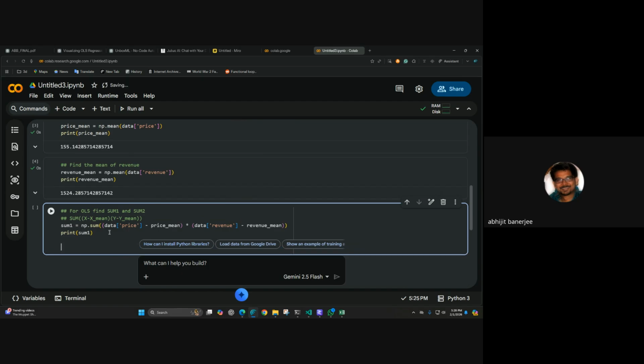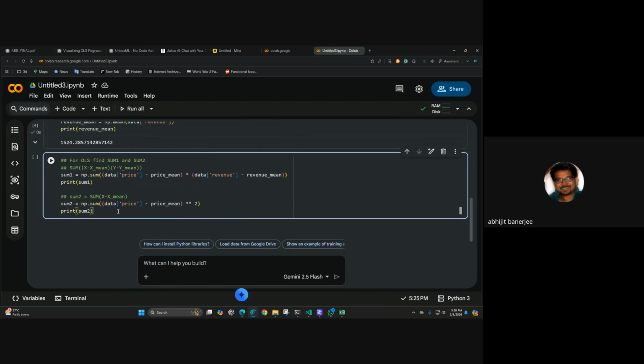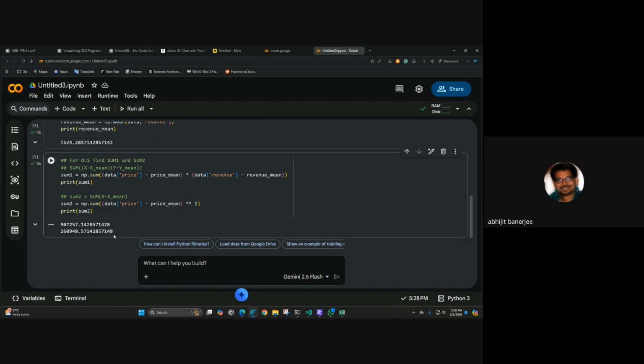What will be my sum2? Similarly, sum2 is basically my summation of X minus X mean, squared. Now we have the two independent sums. The square is eventually computed, which I did not write explicitly. Good.